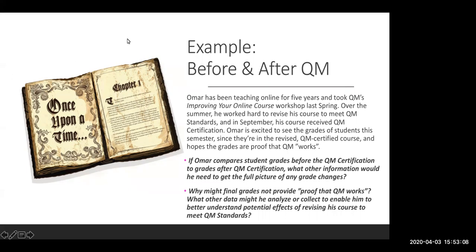So if Omar compares student grades before the QM certification to grades after the QM certification, what other information do you think he'd need to get that full picture? And why might final grades not provide proof that QM works, quote unquote? What other data might he need? Go ahead and please take a moment to type in the chat. What do you think's going on here? What really would he have to think about beforehand in order to get that full picture that he wants?